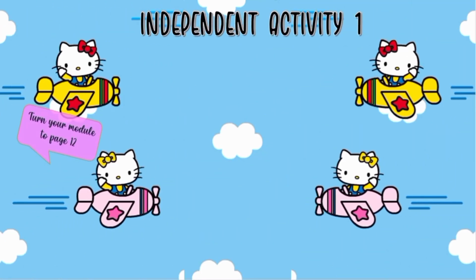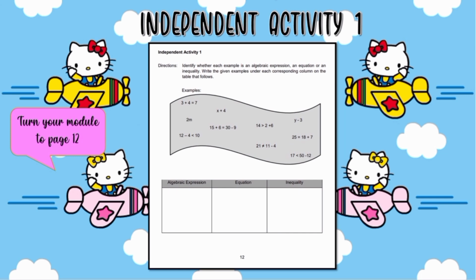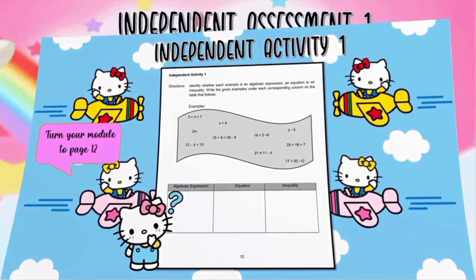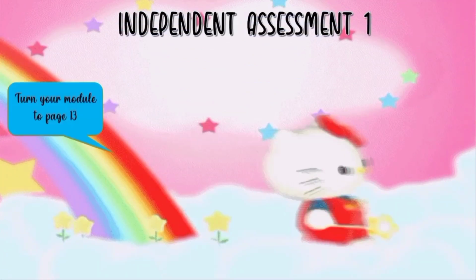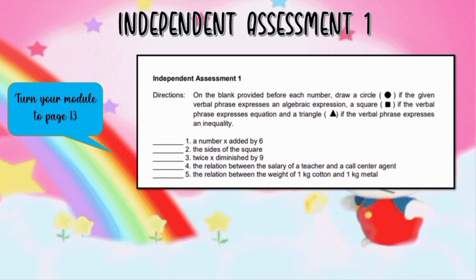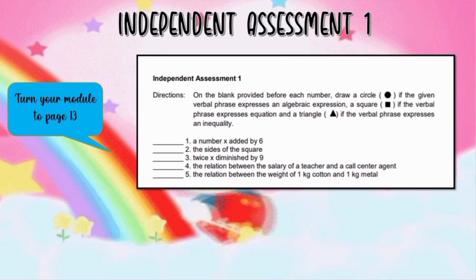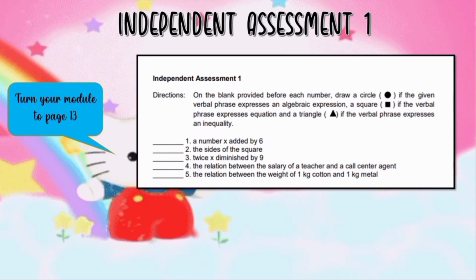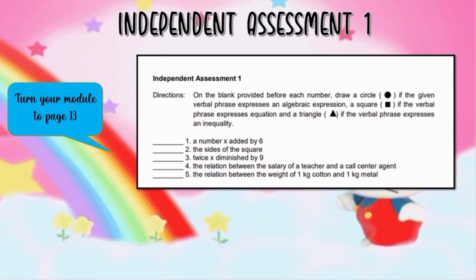Independent activity number 1. Turn your module to page 12. Identify whether each example is an algebraic expression, an equation, or an inequality. Write the given examples under each corresponding column on the table that follows. Independent assessment number 1. Turn your module to page 13. On the blank provided before each number, draw a circle if the given verbal phrase expresses an algebraic expression, square if the verbal phrase expresses an equation, and triangle if the verbal phrase expresses an inequality.